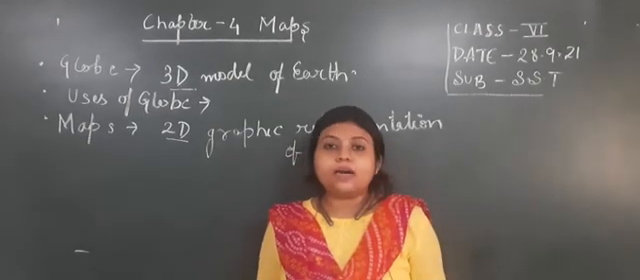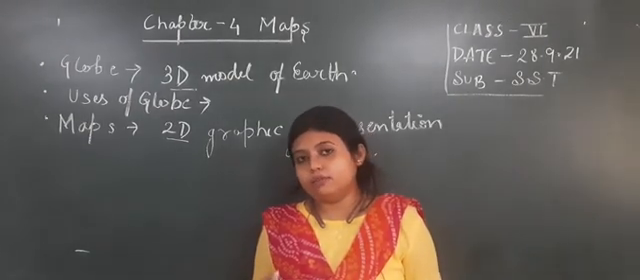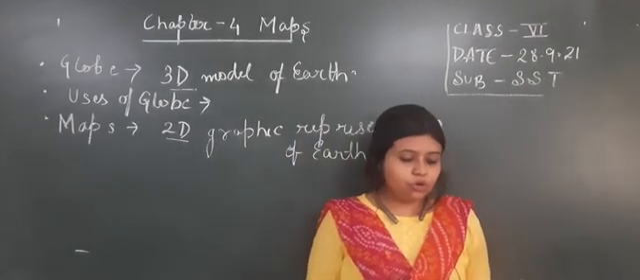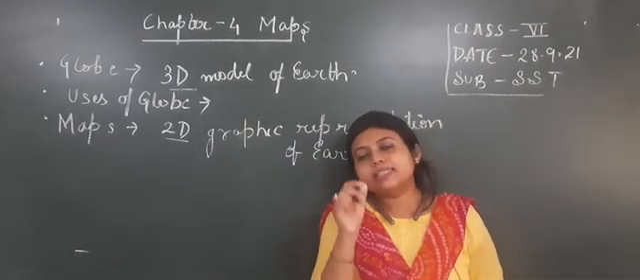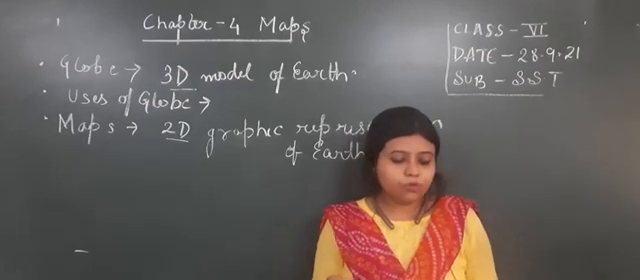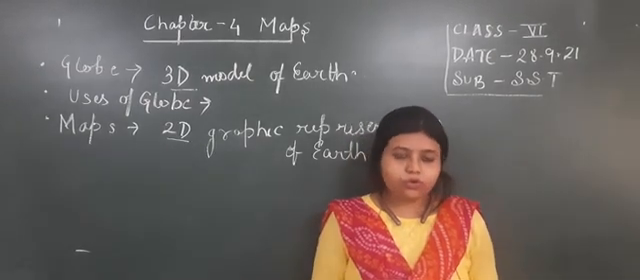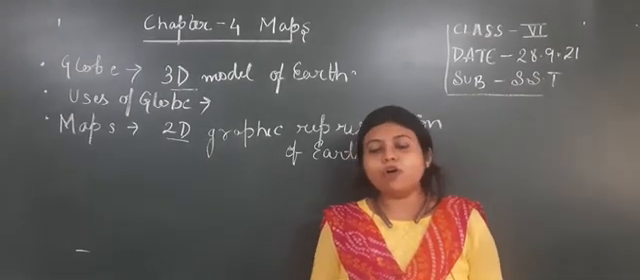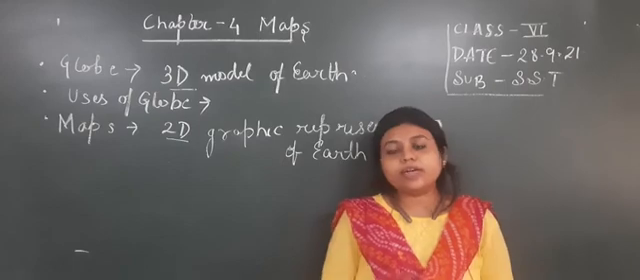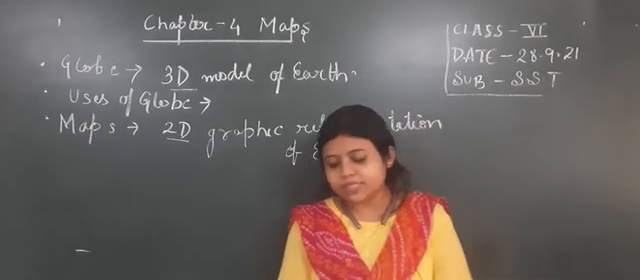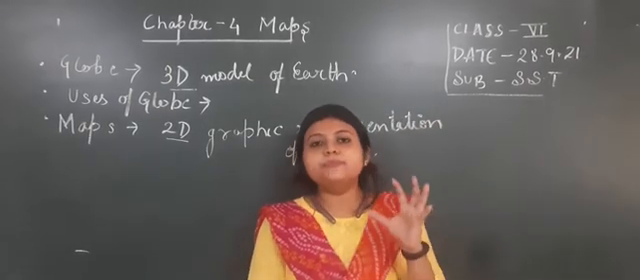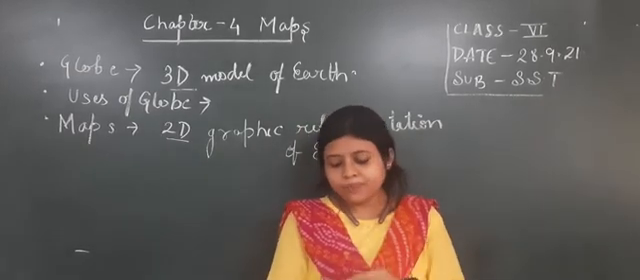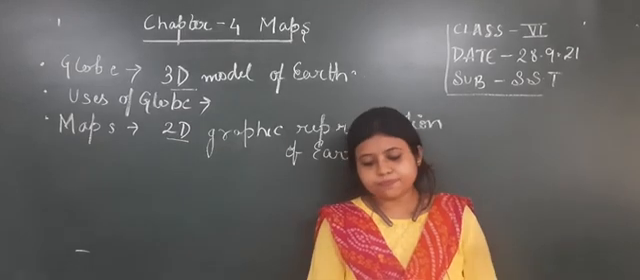Now, the advantages of the map: maps can show minute details, meaning small details, about landforms, roads, railways, towns and villages with the help of conventional symbols. What are conventional symbols? I will discuss that later. So the map gives minute, very little details, which we can observe through maps.